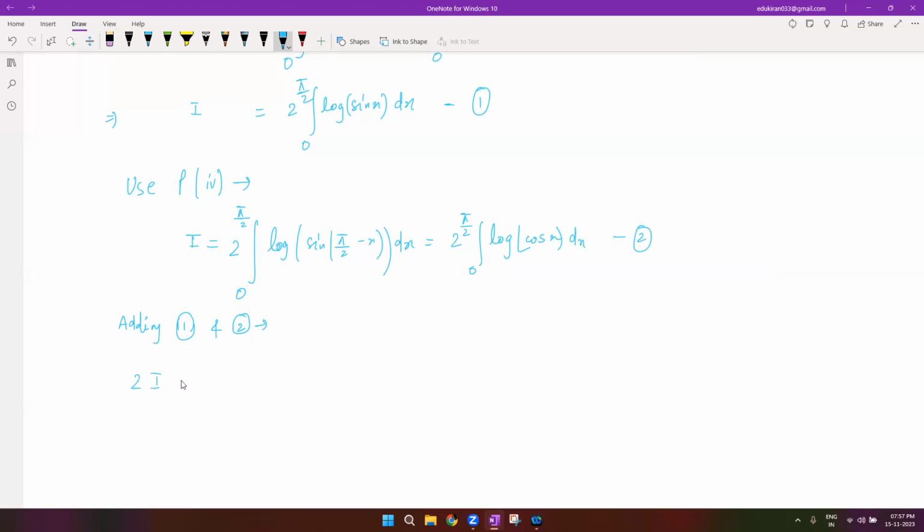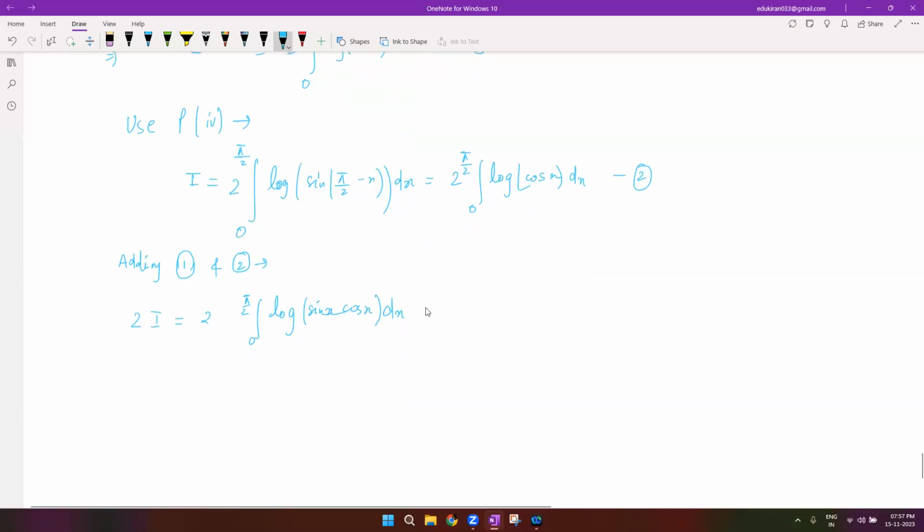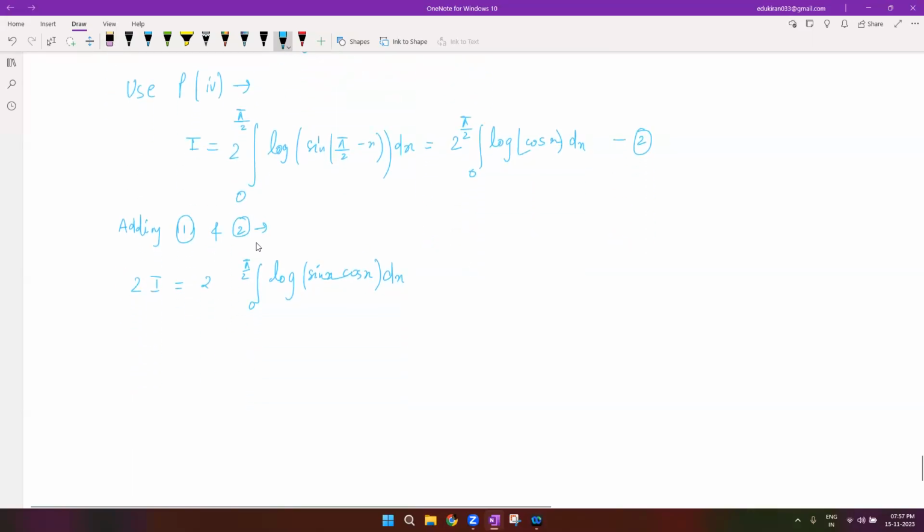This becomes 2I equals 2 times, you can take 2 common, the integral from 0 to pi by 2. This becomes log of, so 1 is log sine x, 2 is log cos x. This becomes log a plus log b, which is log ab. So I'm writing it directly as log of sine x into cos x dx. Using the same properties again and again of logarithms, property 4, property 6. This 2 can be cancelled out.